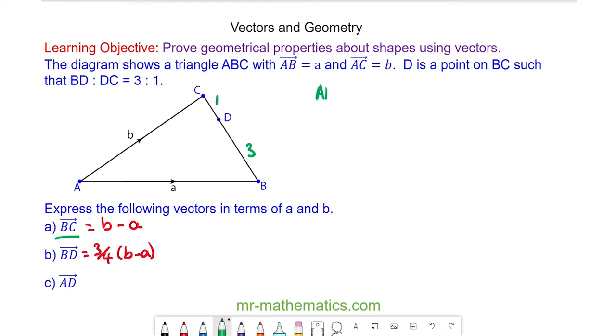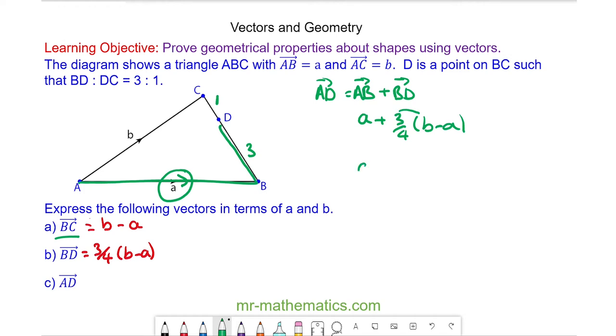And for A to D, we can go A to B, and then B to D. We know A to B is A, and B to D we've just worked out as 3/4 lots of B minus A.